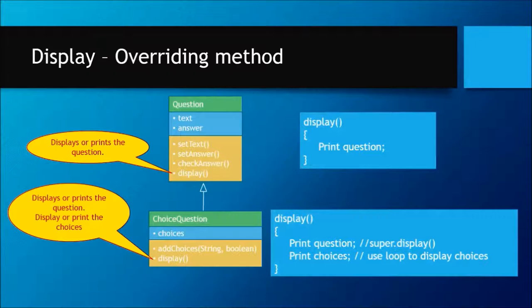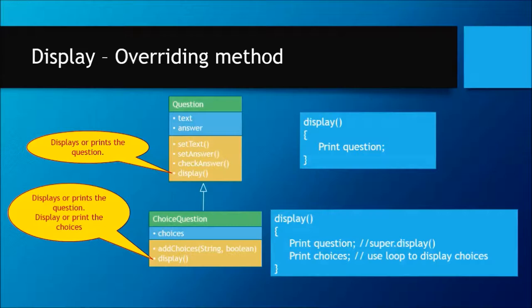Now, what happens sometimes is we don't like the behavior of an inherited method. Like, for example, the display method in here displays only the question. Now, I don't like that because in my multiple choice question, I want to display the choices as well. So I want the question and the choices. So I want to make some changes. So what I'm going to do is I'm going to override the display method by specifying a new implementation. That means my superclass display method is only printing the question, but in my subclass, the display method is going to do more.